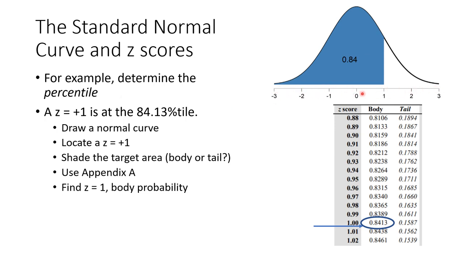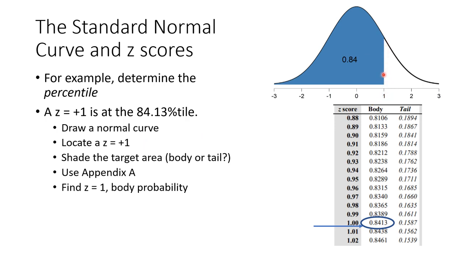It's centered on 0 because a z-score of 0 is always going to be the mean in z-score language. In a z-score number line, z of 0 is always the center. And then you go up and down in 1 standard deviation steps, z-score steps. So after you draw this curve, you then want to locate the score that you're interested in, a score of +1 in this case, so it's right here.